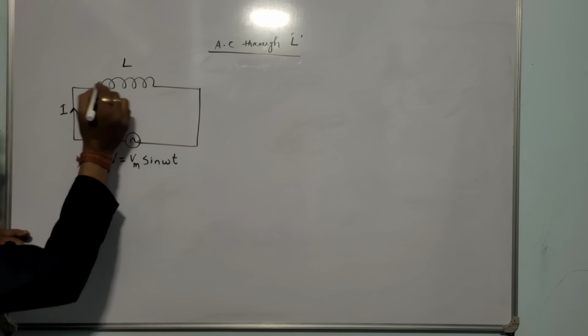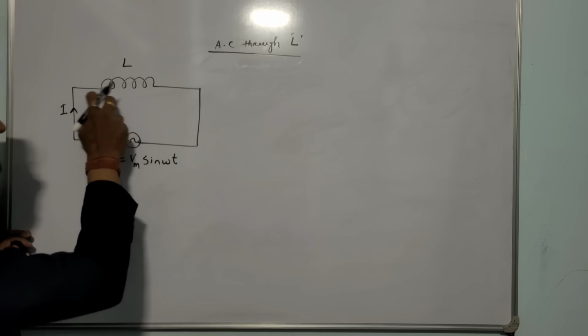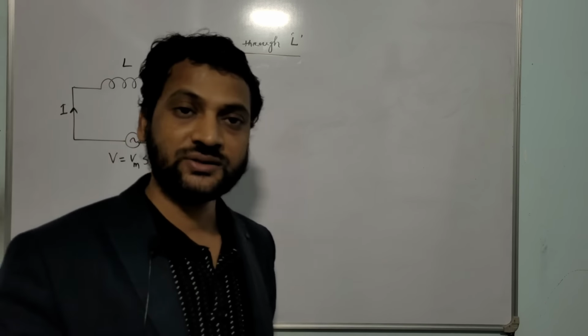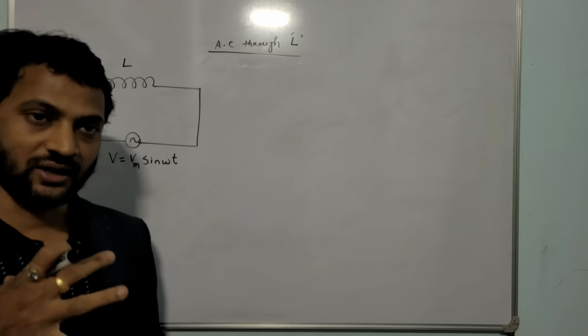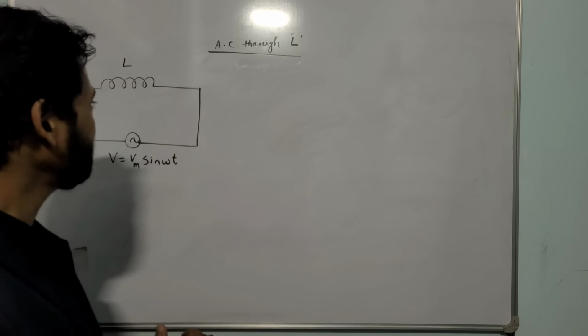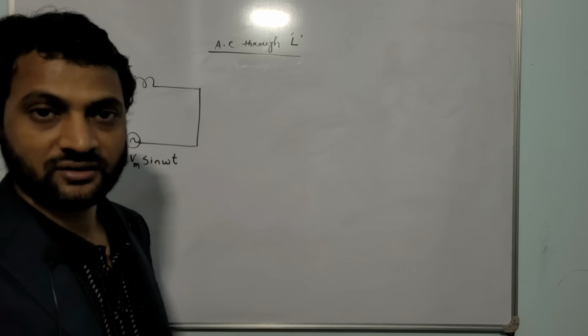To find the expression of current, we need to understand the role of inductance. What is an inductor actually? It is an energy storing device which stores energy in the form of magnetic field. And there is a property of inductance: it will oppose sudden change in current.